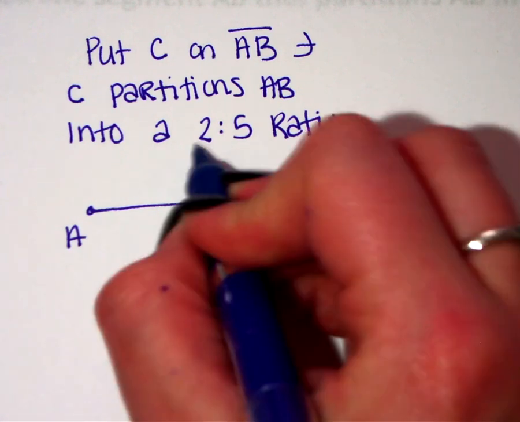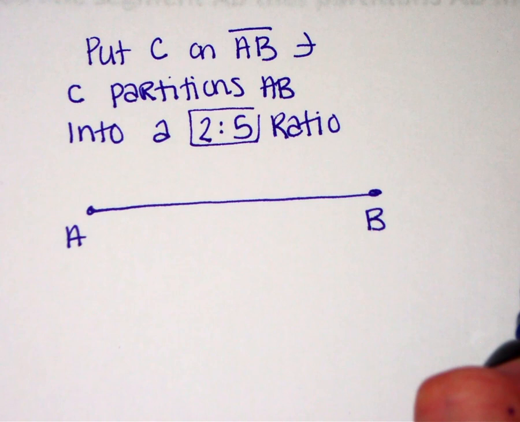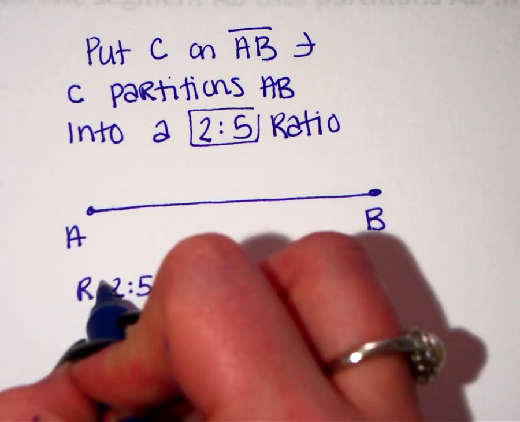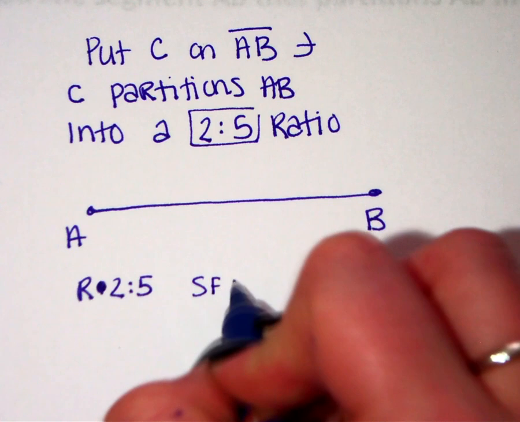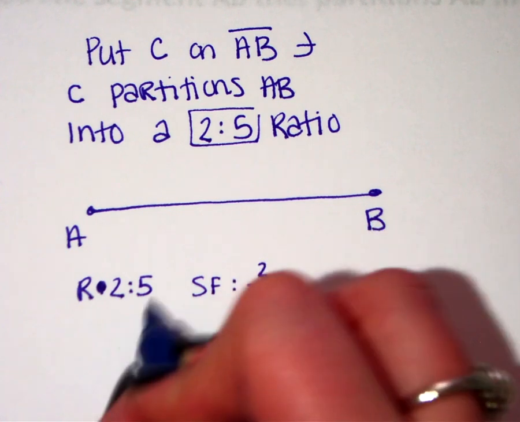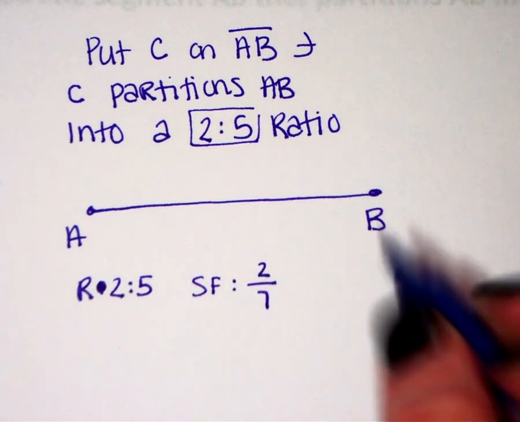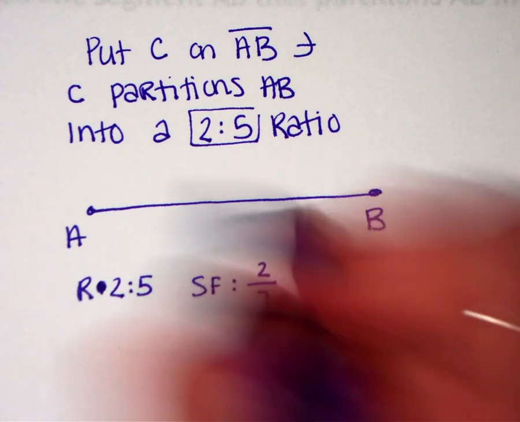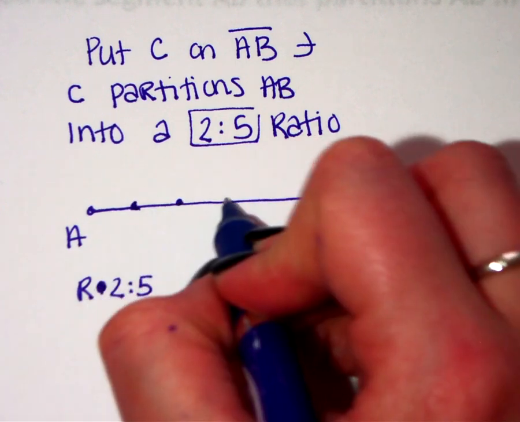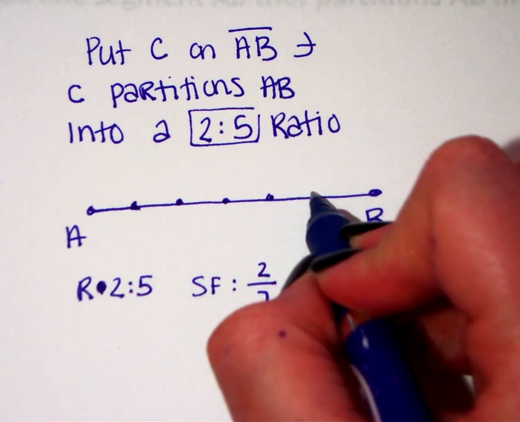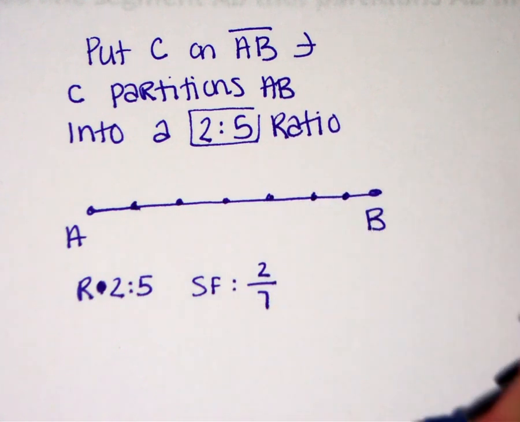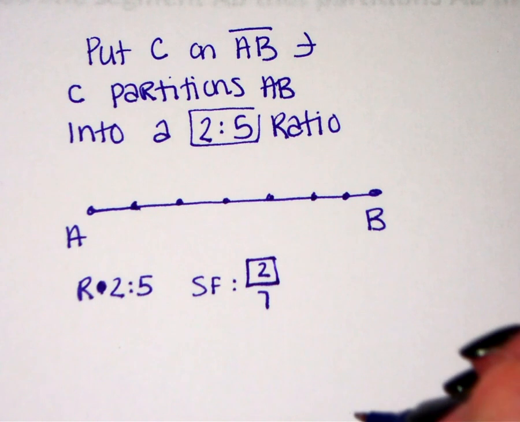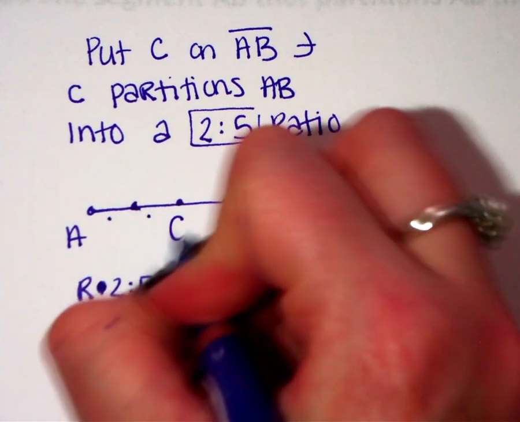Okay? So before we can partition, I have to know 2:5 as a scale factor. So the ratio is 2:5. The scale factor, remember, is A over A plus B, so 2 plus 5 is 7. Which means I'm going to find point C so that A to C is 2 units out of the 7. So I'm going to break this into 7 pieces. 1, 2, 3, 4, 5. Okay, pretend that those are all equal. So we want to put point C to where it is 2 out of the 7 sections. So 1, 2, here's point C.